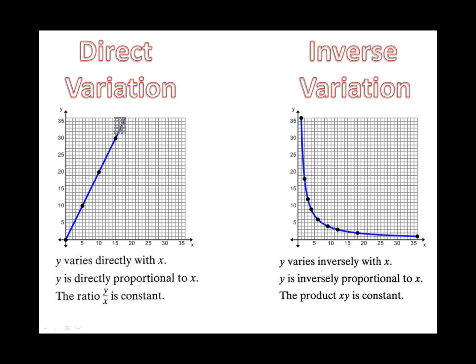If you see a problem, here's some keywords that you might run into. Y varies directly with x. Y is directly proportional to x. Remember, when you have a direct variation, the ratio y over x, the slope of the line, is constant. On the other hand, if you have an inverse variation, you might see things like y varies inversely with x, or y is inversely proportional to x. In these cases, the product, x times y, is the constant.